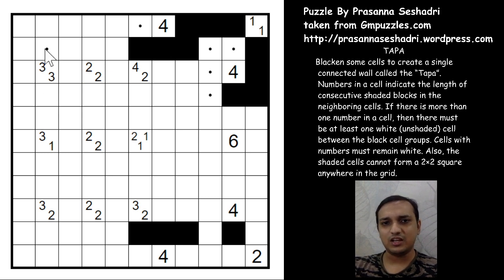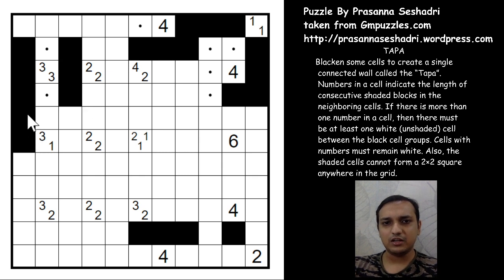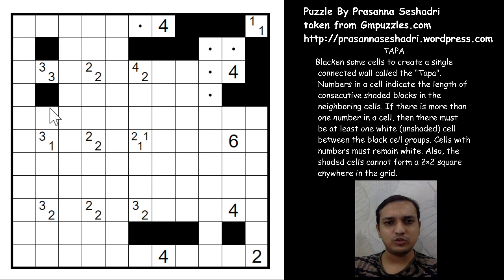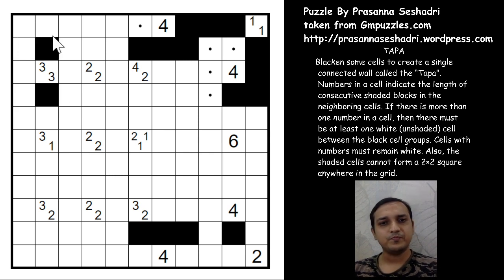So if you unshade this cell, automatically this cell is also unshaded, right? So it's a symmetrical approach actually. So what happens if I unshade this cell? The 2 2 is violated, right? So we come to the conclusion that these 2 cells are shaded. Okay, so 3 2 4 2.